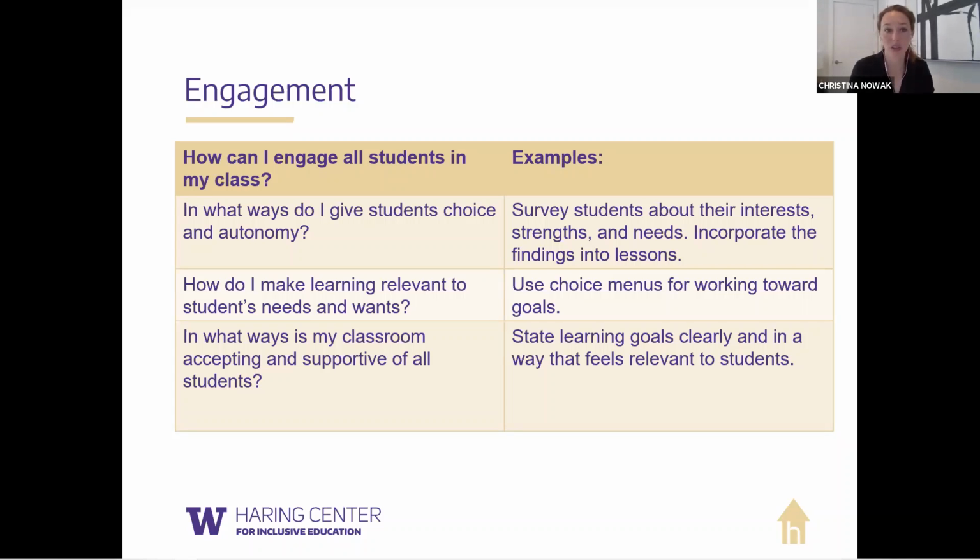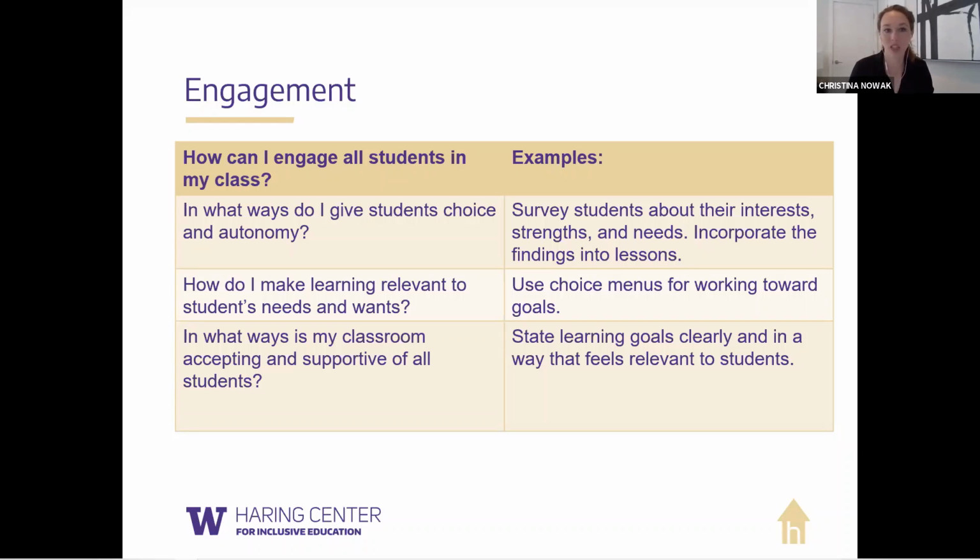How do I make learning relevant to student wants and needs? Use choice menus for working towards goals. A choice menu to me sounds potentially very stigmatizing if it's just for that one kid. We see them a lot with kiddos with significant disabilities. So how can you try to build choice into the framework of your whole class where everyone has these options for choice? And it's not just kiddos that we're having a hard time with.